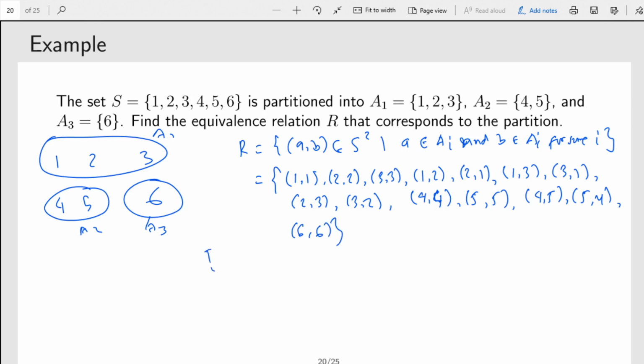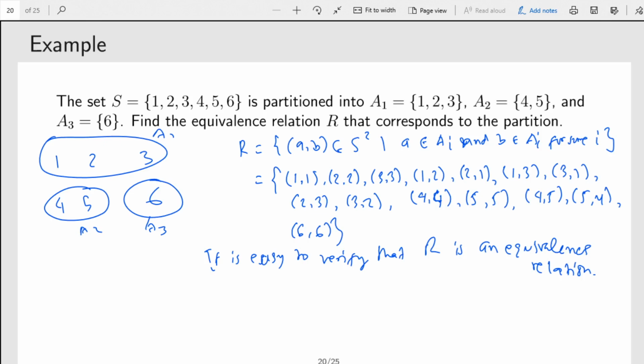It is easy to verify that R is an equivalence relation. So you have this R. These two are examples that show the relationship between partition and equivalence classes.